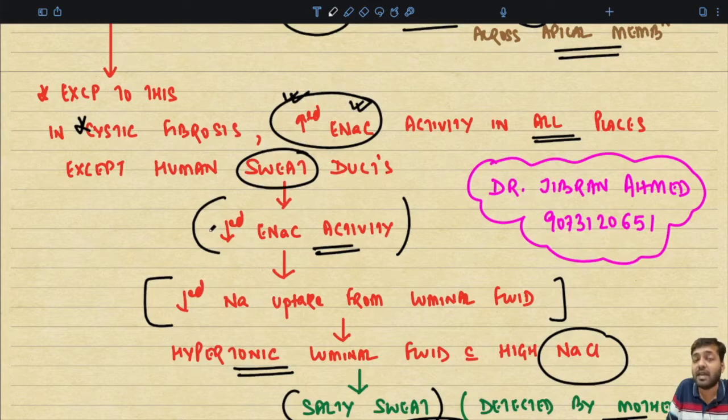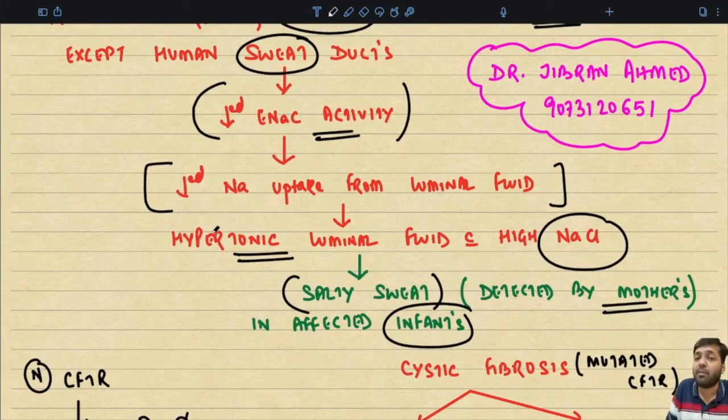There is decreased epithelial sodium channel activity, and as a result there is decreased sodium uptake from the luminal fluid, leading to hypertonic luminal fluid with a high sodium chloride concentration, causing salty sweat. So in cystic fibrosis, classically you have a very salty sweat, and that is usually detected by the mothers of the affected infants.